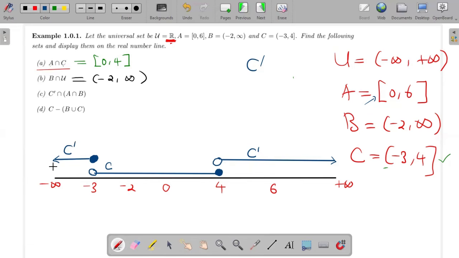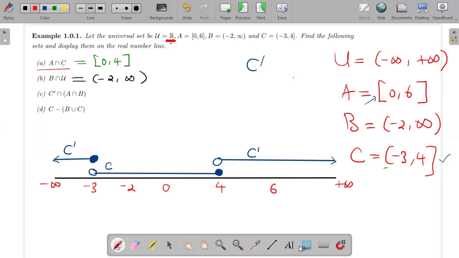This part here is what most students fail to do. They'll just write one complement and then forget. No, if a set is within the universal set, then it will have two parts of the complement, this side and then this side. You can see I've written both sides of the complement of C, right? So we are done with the C complement. We know it to be here and there.